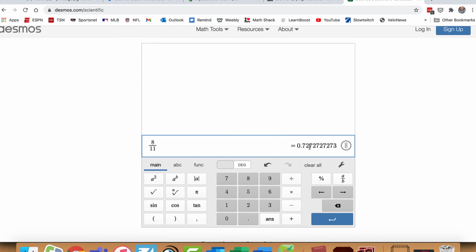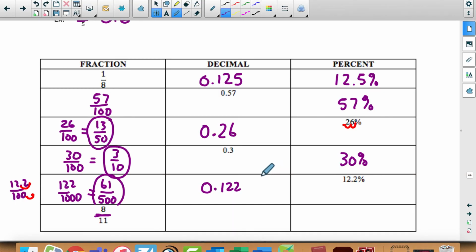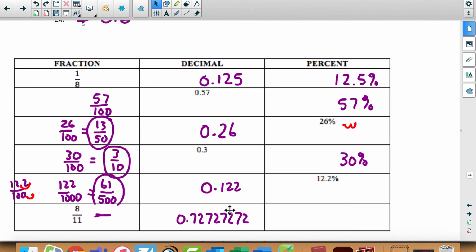It actually goes 727272727272. It just keeps going 7272. This is a repeating decimal. So how do we do this? Have you dealt with these before? You do not write down 0.72727272. No, you only write down the part that repeats. And what's repeating here over and over and over is the 72. So we only need to write that down.